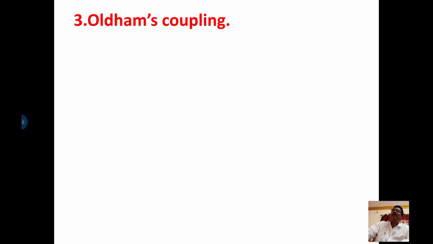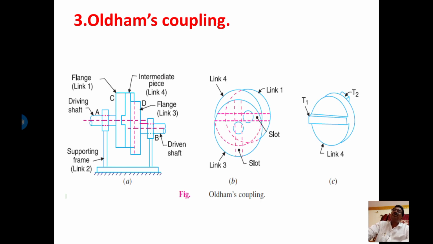Now next one is the Oldham's coupling, the last inversion of the double slider crank mechanism. In this figure you can observe two flanges. The first flange is link 1, the next flange is link 3, the intermediate piece is link 4, and the driving shaft and driven shaft are connected to these flanges. Now the supporting frame is link 2. So 4 links are there: the driving shaft with flange link 1, the driven shaft with flange link 3, the fixed frame link 2, and the intermediate piece link 4.